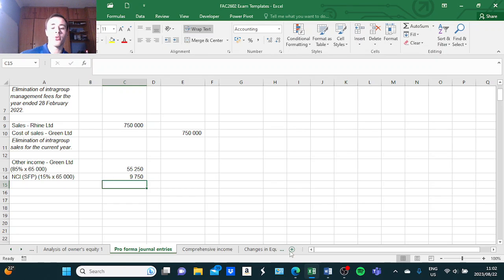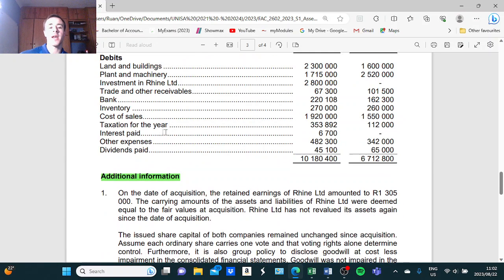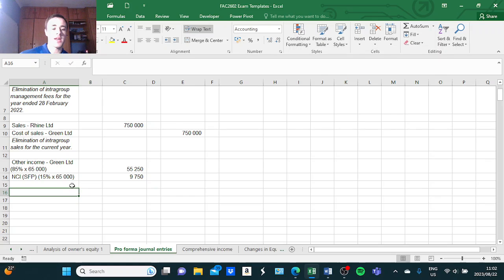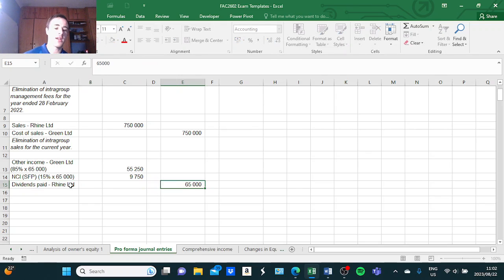And then you will credit the dividends paid line item, which is shown as a debit balance in the trial balance for Rhine Limited. So you will then credit dividends paid for Rhine Limited by 65,000. So this is the elimination of the intra-group ordinary dividend and recording the NCI share in that dividend.